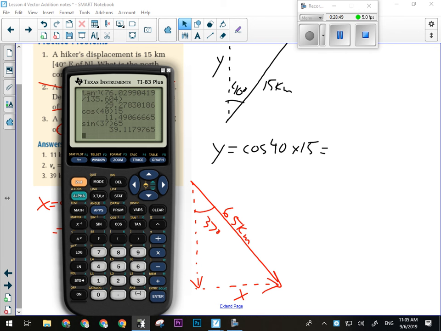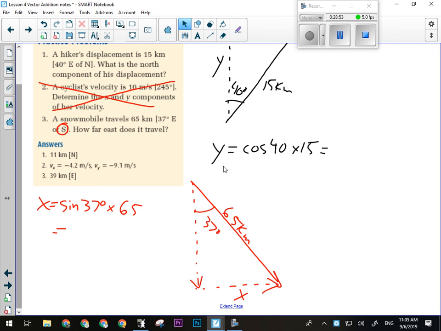Okay, so we're getting 39 kilometers east. Okay, that's what they've got there, 39 kilometers east. Okay, is that making sense how to do that?